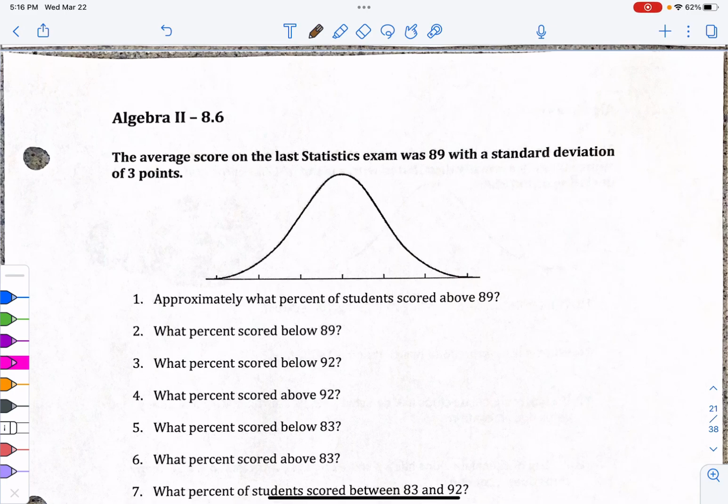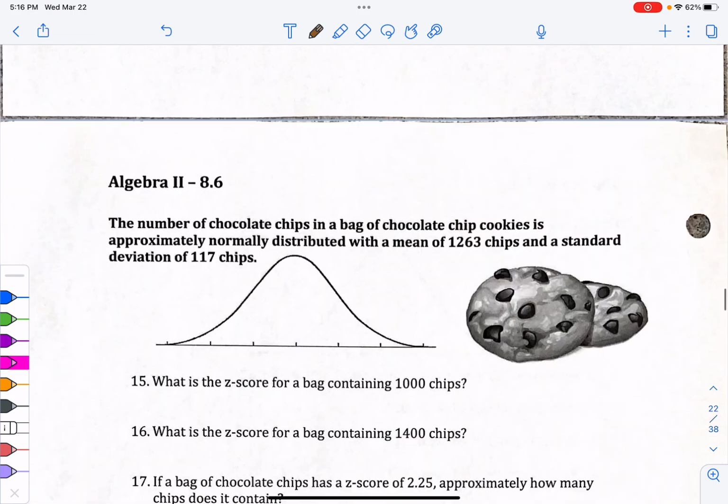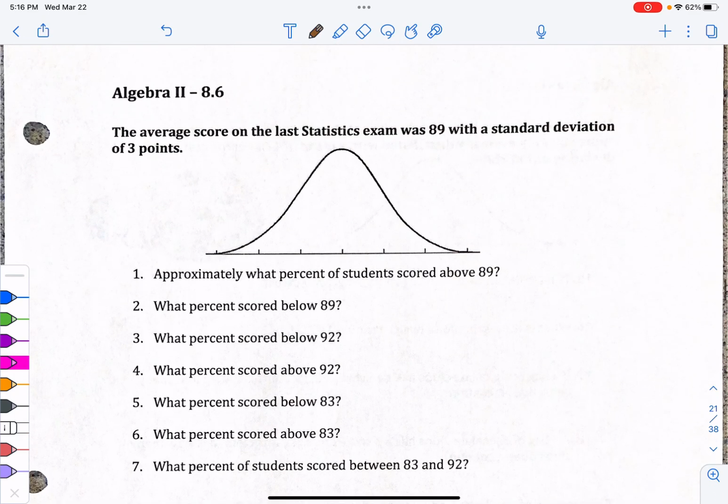Okay, algebra kids, this is day 2 of 8-6. We did the notes yesterday talking about standard deviation and average and z-score, okay? If you're looking at this page, this is like the cookie sheet page, but we're on the non-cookie side, where number 1 starts, okay?